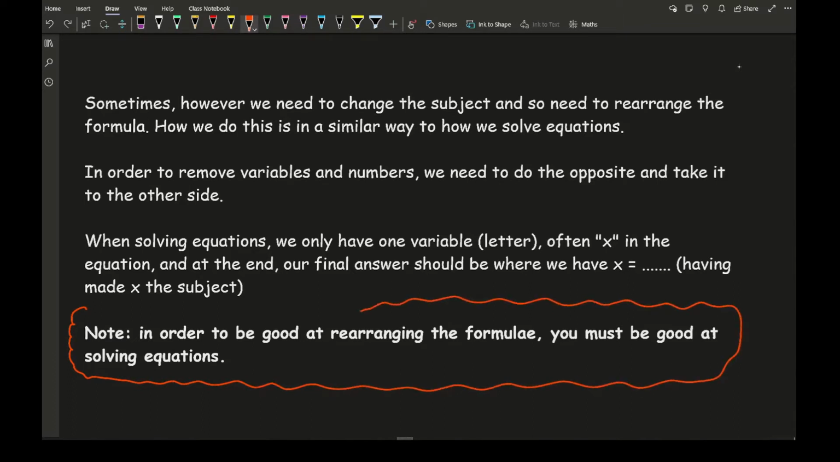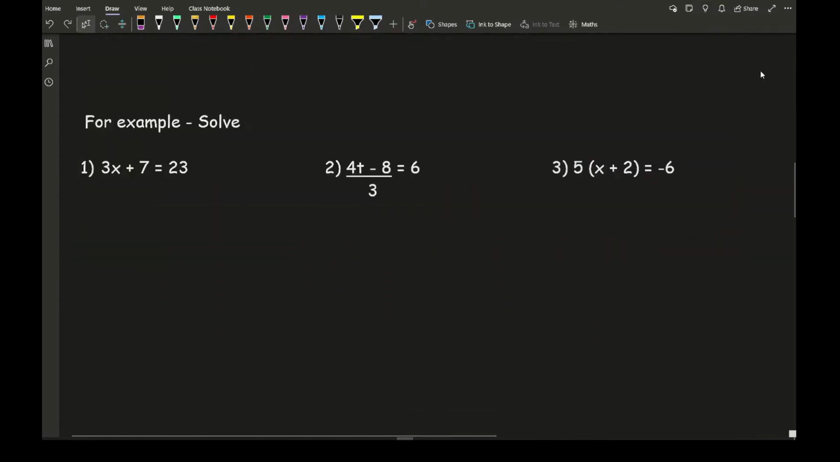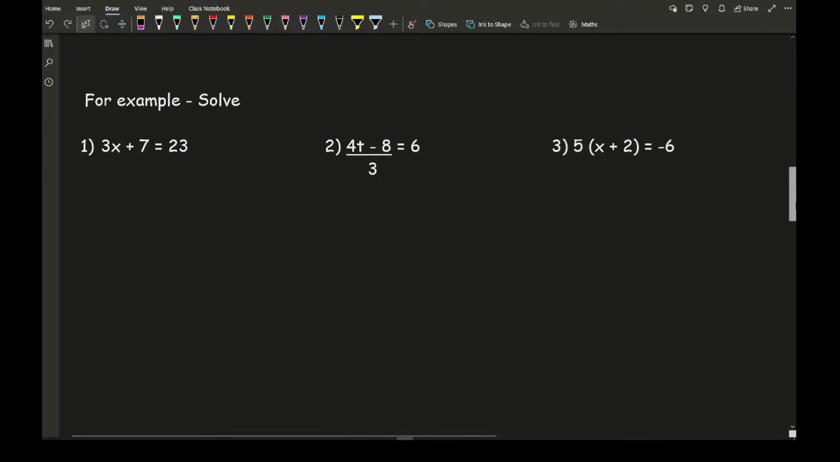If you're not very good at solving equations, then this topic is going to be a bit of a challenge for you. So I strongly recommend that you watch or practice some questions on solving equations to gain a proper understanding of what we are doing in this topic. Now before we get started on rearranging the formula, let's have a quick refresher on solving equations, as it's always important that you are relatively competent at them.